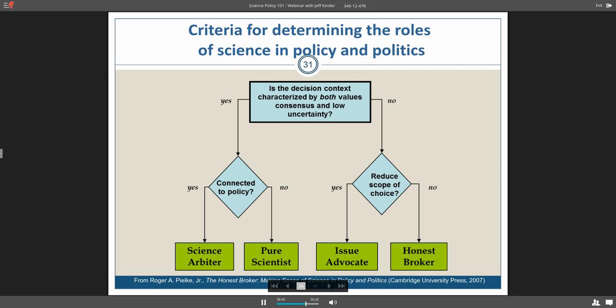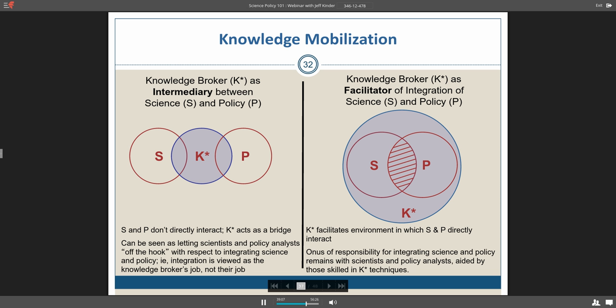I'm not going to spend much time on this one, although I highly recommend Pielke's book, The Honest Broker, where he goes into this whole idea of scientists needing to better understand in what way they are approaching the policy world, whether they're seeking to be, in particular, an honest broker versus an issue advocate. And I highly recommend you read further on that. Just in the interest of time, I'm going to move through these fairly quickly.